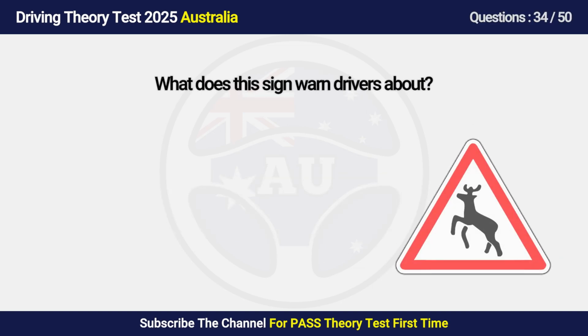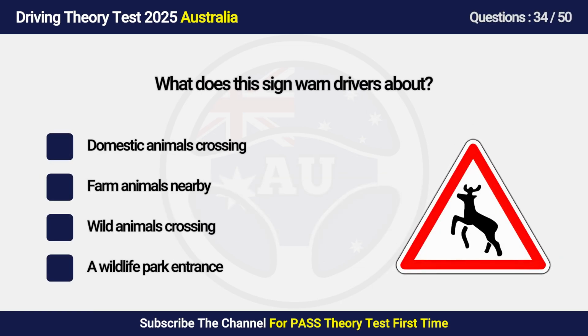Question 34. What does this sign warn drivers about? A. Domestic animals crossing, B. Farm animals nearby, C. Wild animals crossing, D. A wildlife park entrance.